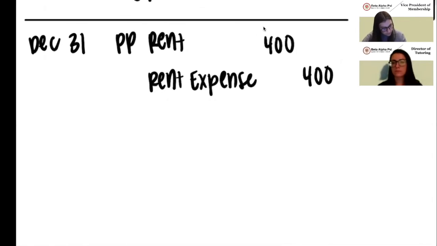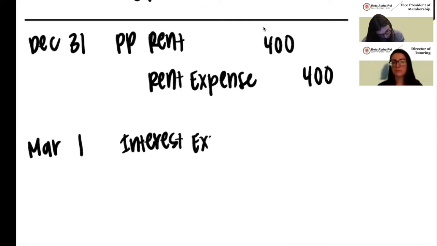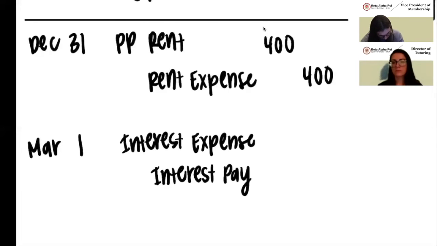So this is going to be March 1st. So your March 1st answer is a debit to interest expense and a credit to interest payable. And now let's calculate how much interest they've incurred.